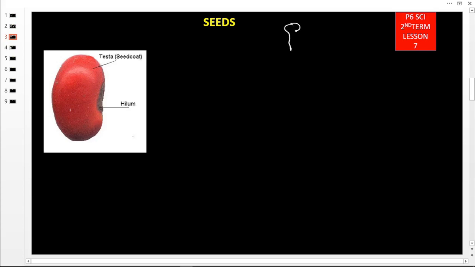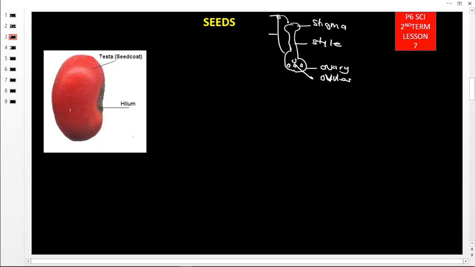We said the female part of a flower, which is called a pistil, has 3 parts. It has the stigma, then we have the style, then again we have the ovary. Inside the ovary we have the ovules. These are the ovules. And then we have the male part of a flower, which is called a stamen. It has the anther and the filament stalk.